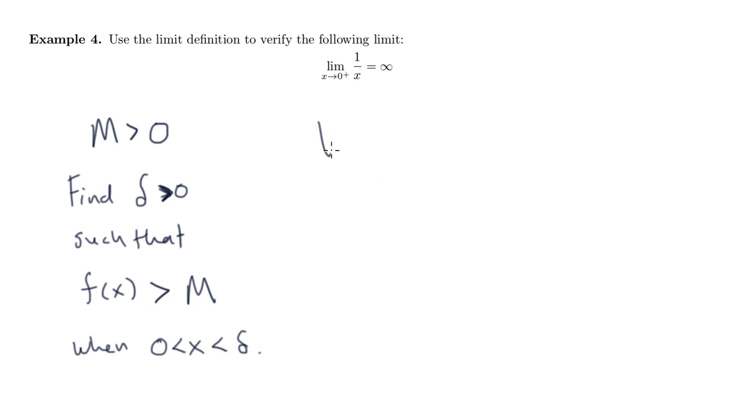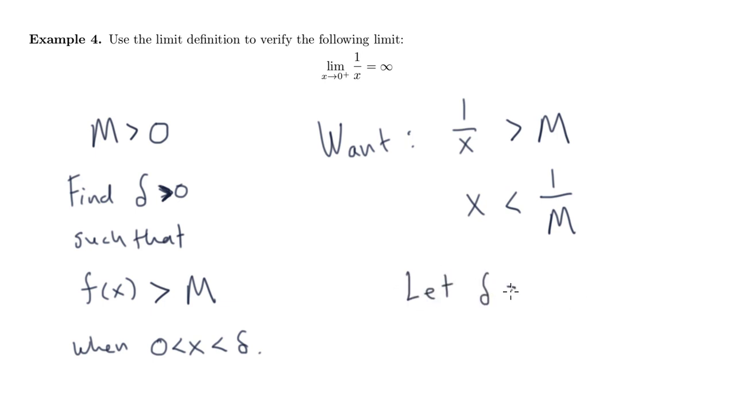So again, let's just write what we want to be true. We want 1 over x to be bigger than this number m. Okay, but now let's just flip the inequality. This is very similar to what we did in the last example. We see that x should be less than 1 over m. But that's great, because now we can just let delta equal 1 over m.